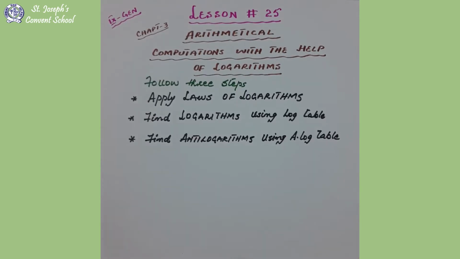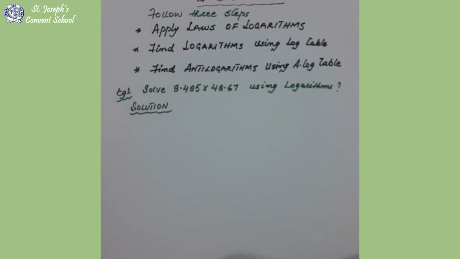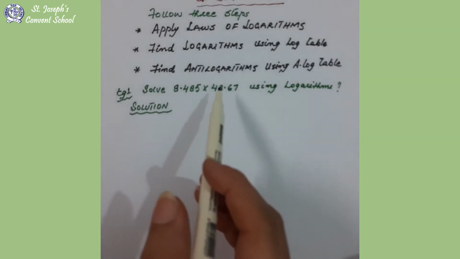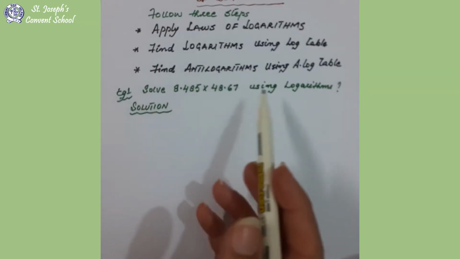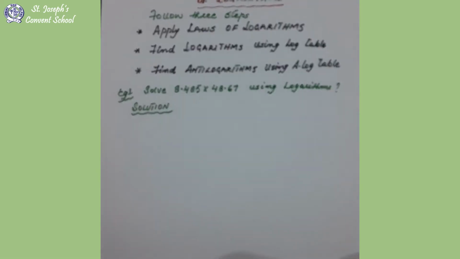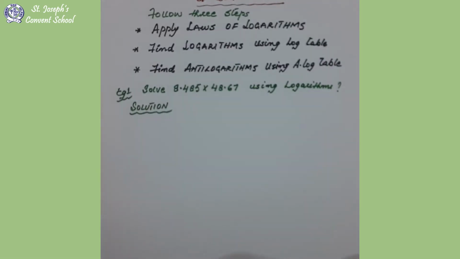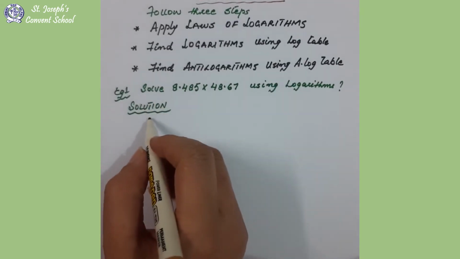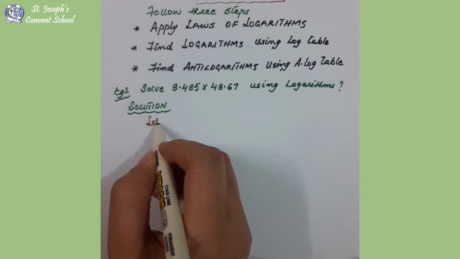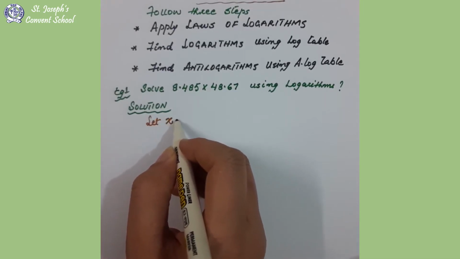I'm going to give you the example now and then I'll explain how to do it. Now this is the question you have to solve: 8.485 into 48.67 using logarithms. You can simply multiply these, but it is mentioned in the question that you have to apply logarithms. So using log tables, we will follow the 3 steps, and with the help of that we are going to solve it. Suppose the question is equal to x.